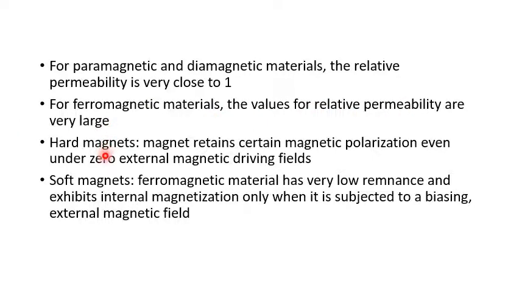Now, what is the difference between hard magnets and soft magnets? A hard magnet is one that retains the magnetic polarization even under zero external magnetic driving fields, whereas a soft magnet is a ferromagnetic material that has a very low remanence and will exhibit internal magnetization only when it is subjected to an external magnetic field.